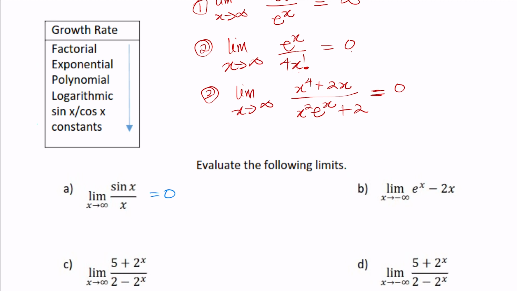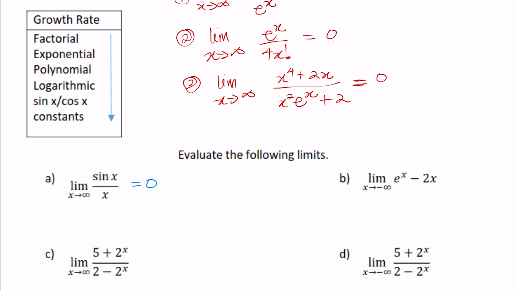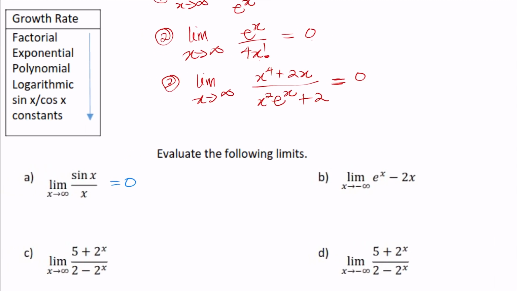B, we have the limit of e raised to the power x minus 2x as x approaches negative infinity. So here I'm going to use direct substitution. So I'm going to have e raised to the power minus infinity minus 2 times minus infinity. And this will give us 1 over e raised to the power infinity plus 2 times infinity. And this will give us 0 plus 2 times infinity, which will give us infinity. So our answer will be infinity.